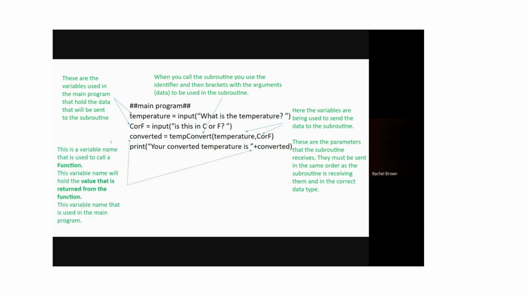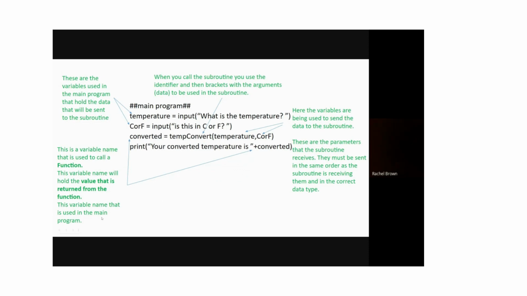And then what we've got here is, again, this name converted. This is a variable name that is used to call the function. And remember, I've written this variable name will hold the value that is returned from the function. Now remember, we only need this if it's a function and not a procedure. A procedure does not return a value back that needs to be stored, and therefore, at the moment, this is a function because we need to store the data that is returned from it.